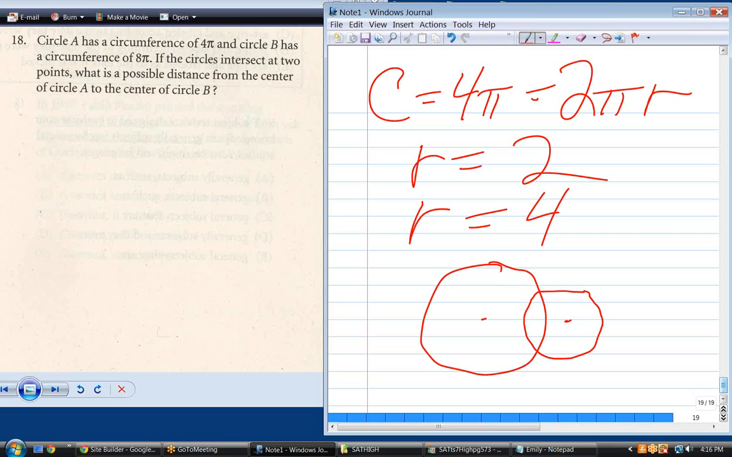Could be 2? I mean, it has to be larger than 2. Yeah, it has to be larger than 2.